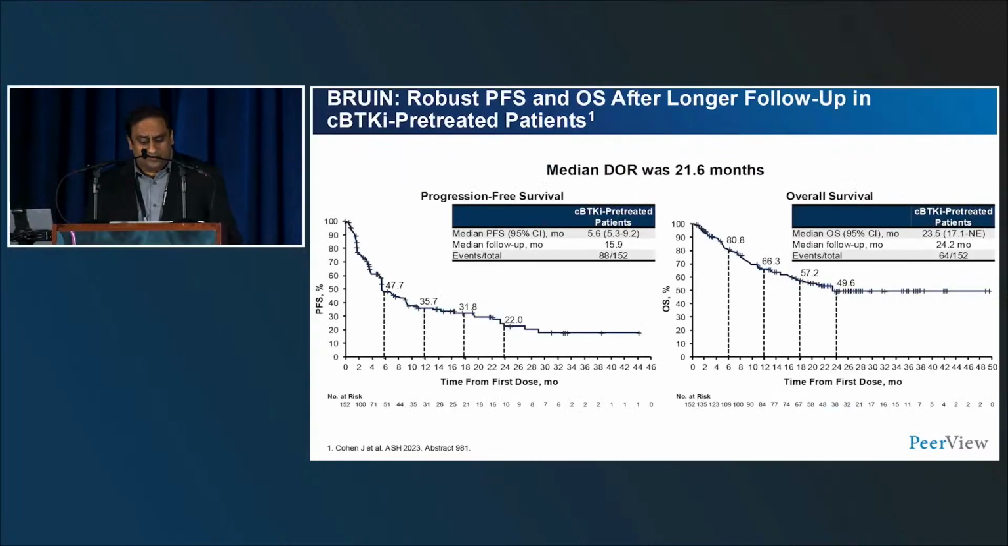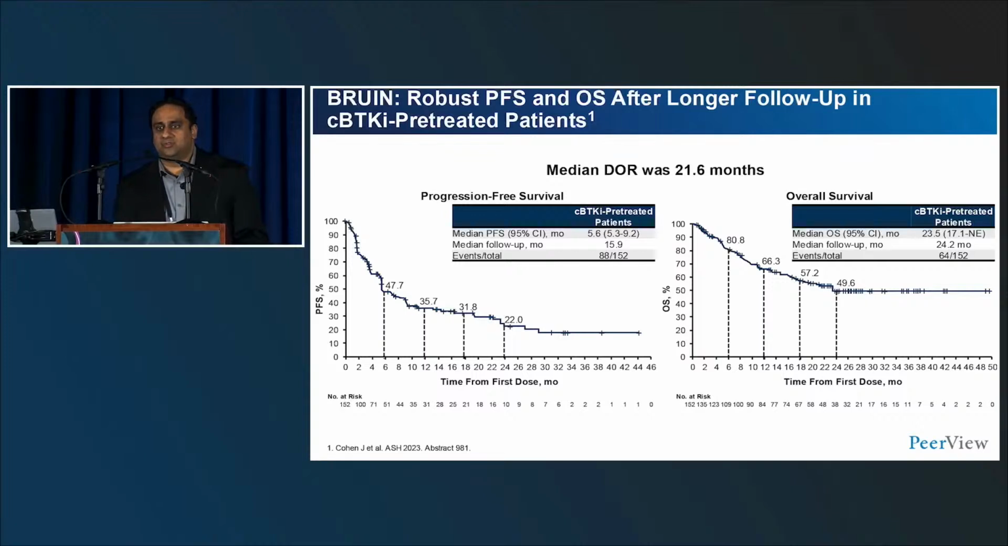What is the progression-free survival? So the median progression-free survival for covalent BTK-treated mantle cell was 5.6 months, but the median overall survival was 24 months. And I think that's a good surrogate of how effective this drug is. We know that for those patients that fail covalent BTK inhibitors, it is often like falling off a cliff, and so disease stability with pirtobrutinib was actually something that we saw in the clinical trial.